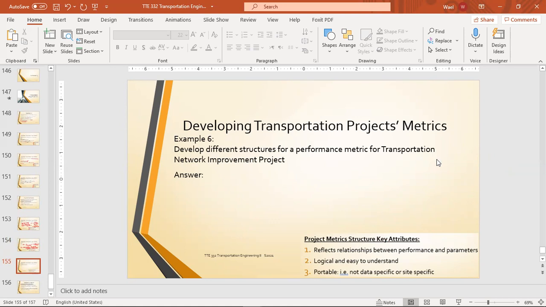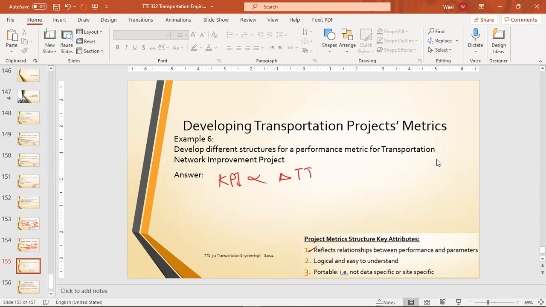This is another example, also for developing different structures for a performance metric for transportation network improvement projects. So here we can say the KPI, or key performance indicator, is proportional to what? To the change, or delta, in travel time. Okay, so this is reflecting a relationship.